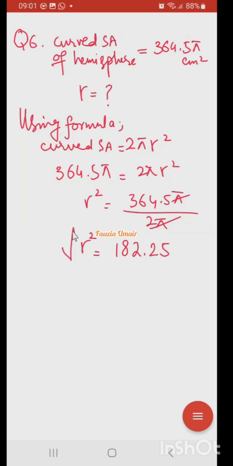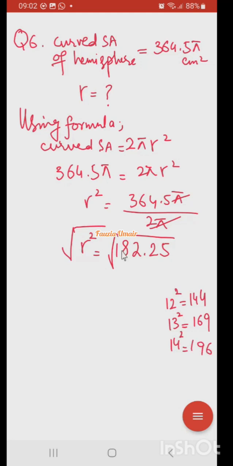So now we will take square root on both sides. So 182.25 is close to which number? We know 12 square is 144. We know 13 square is 169. And 14 square is 196. So this is again in between these two. 182 is almost in the middle, closer to the first one, 13.